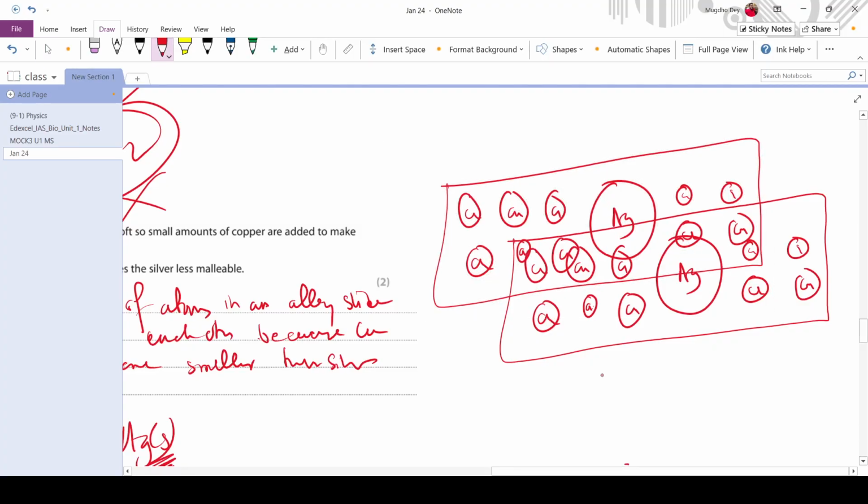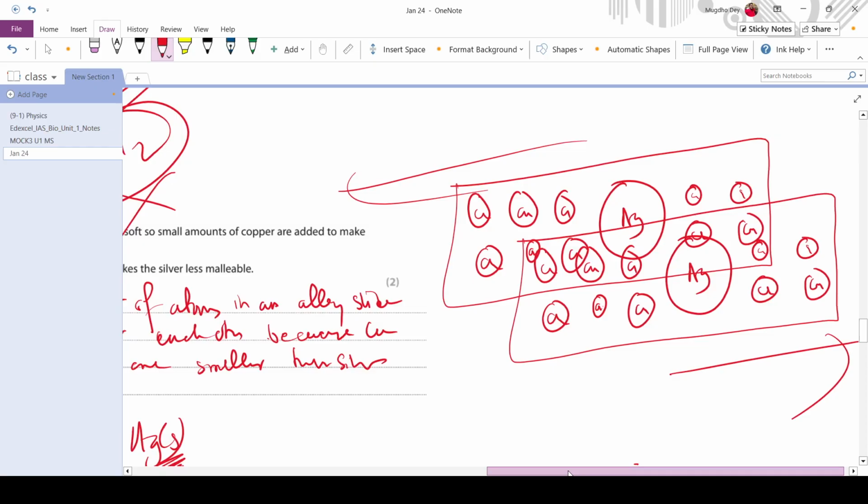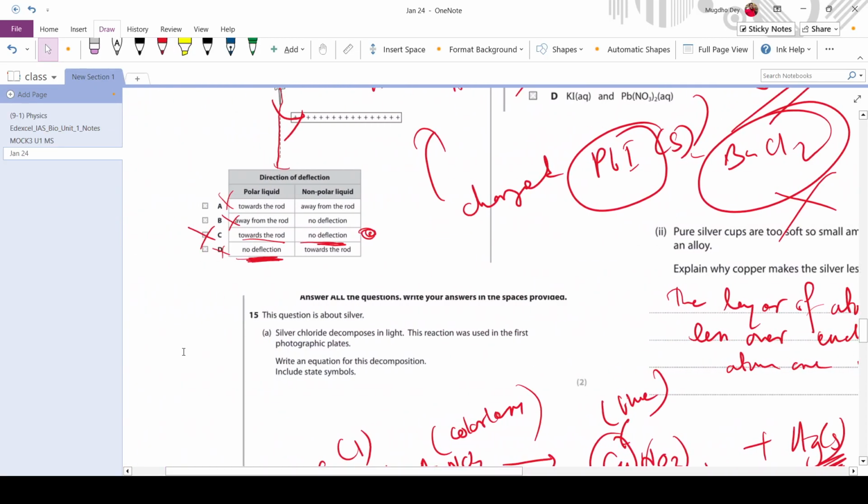Look, like this, they cannot slide. Sorry? Yeah, yeah. Copper is smaller than silver. Yes, yes, it is. Yes, copper is smaller than silver.